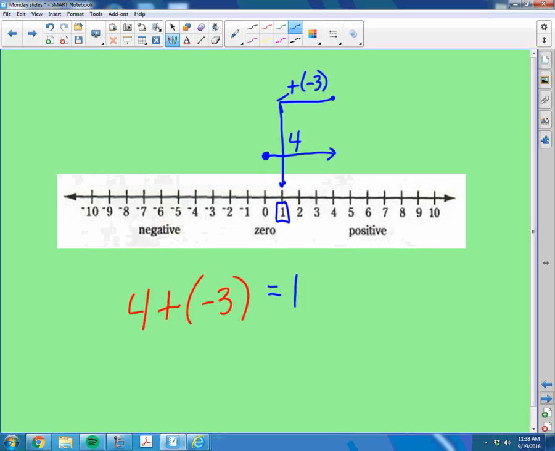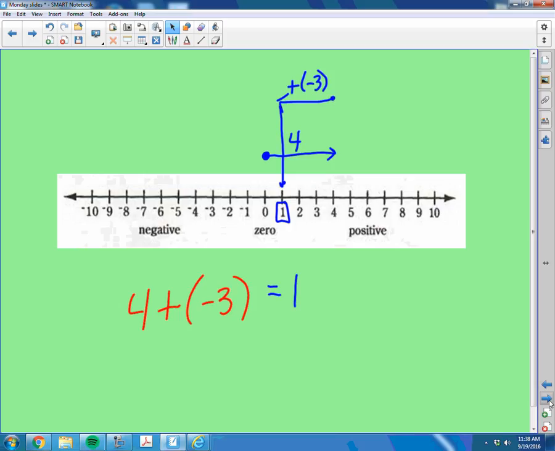Yes, ma'am. So when it says to add, you just basically kind of subtract? You kind of subtract, but I don't want you to think about it as subtraction. I want you to think about it as adding 3 negative numbers to your 4 positive numbers. You started with 4 positives, you're adding 3 negatives.